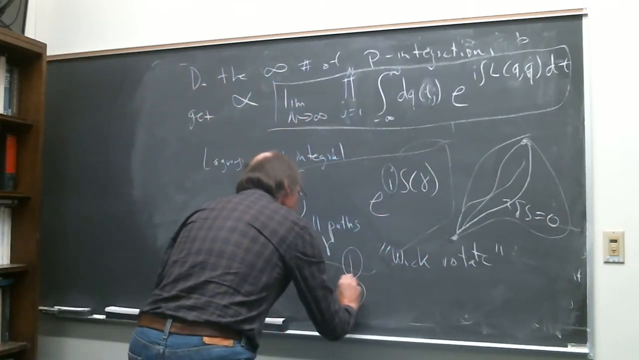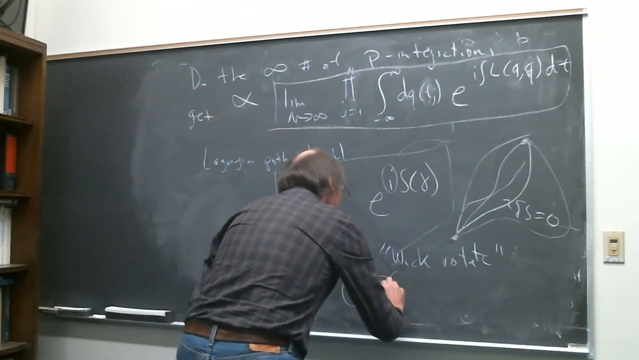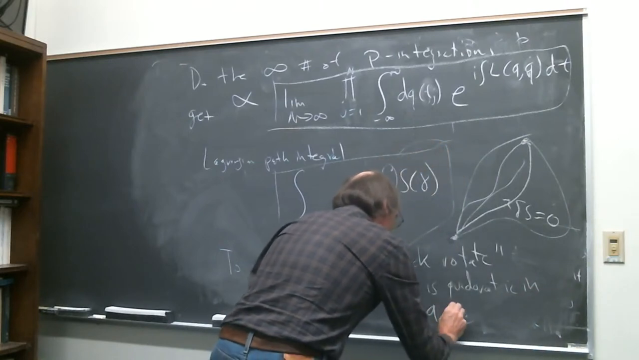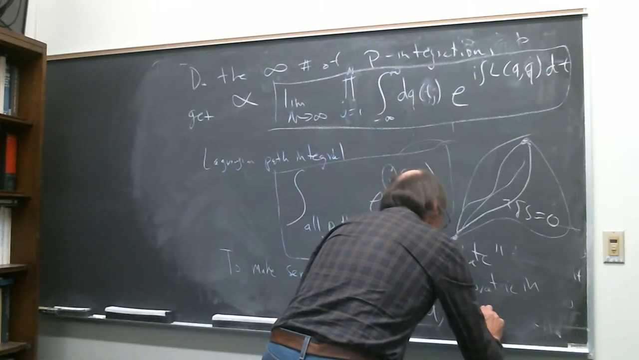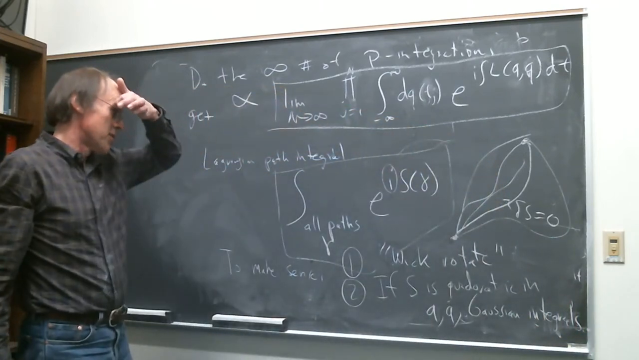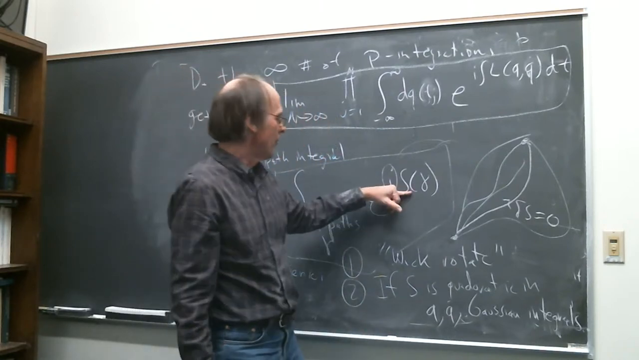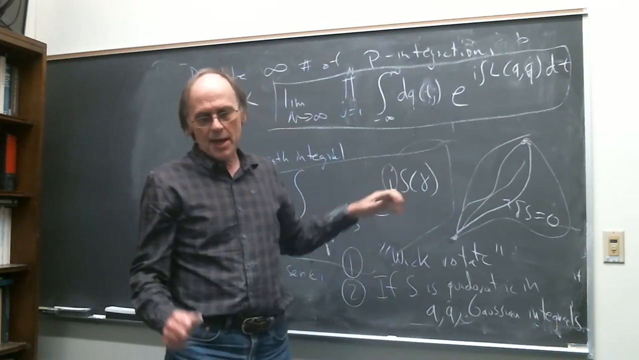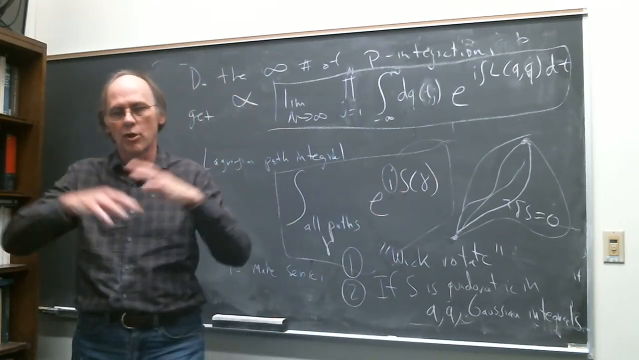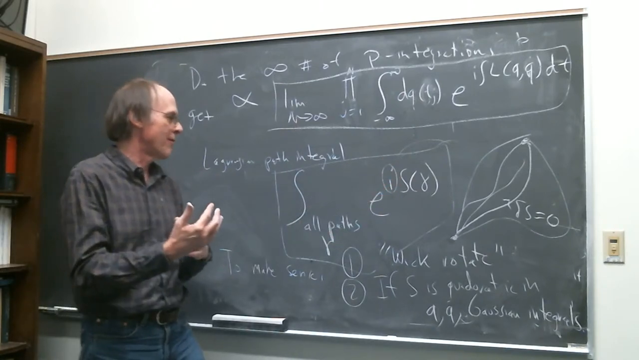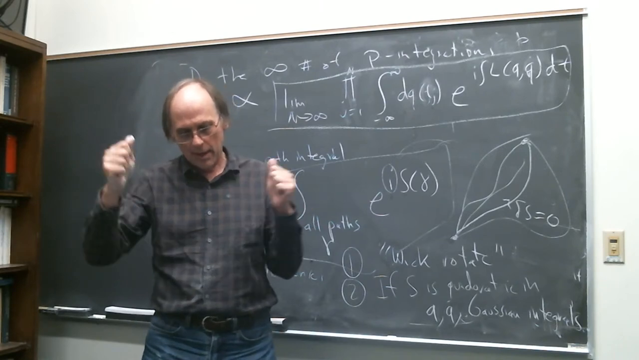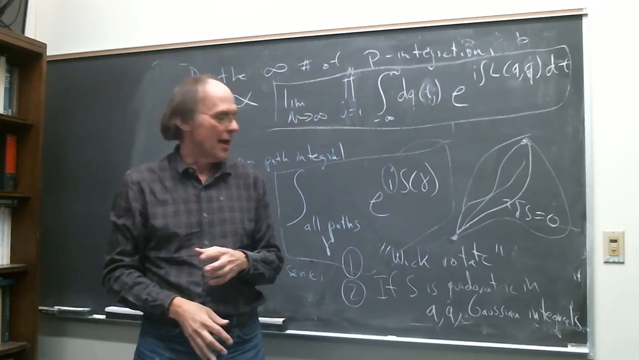And the other thing is that if S is quadratic in Q dot, then you have a Gaussian integral. If this S is some arbitrary function of the Qs and Q dots, it's really very hard to know how to make any sense of this integral. It's an integral over an infinite dimensional space. You can try to define it by some limiting process, but you have to make sure that the answer is independent of how you take the limit in some decent way.